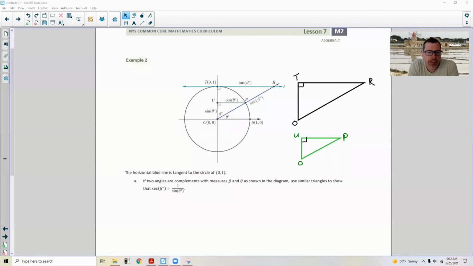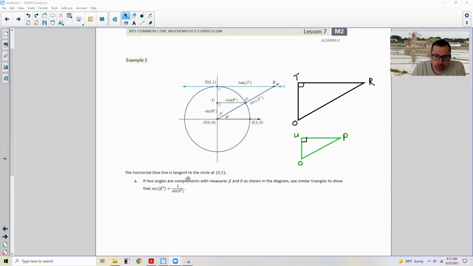All right, page 4, example 2. Now we have this triangle drawn with respect to the angle beta in the circle, and it's triangle OPU, and then we have the triangle ORT that goes out to the point on the line that's tangent at the point 0, 1. I've redrawn them outside just so we can see an exploded diagram. And it says the horizontal blue line is tangent to the circle at 0, 1. So this horizontal blue line, line L, is a tangent, and the point of tangency is 0, 1 right there.